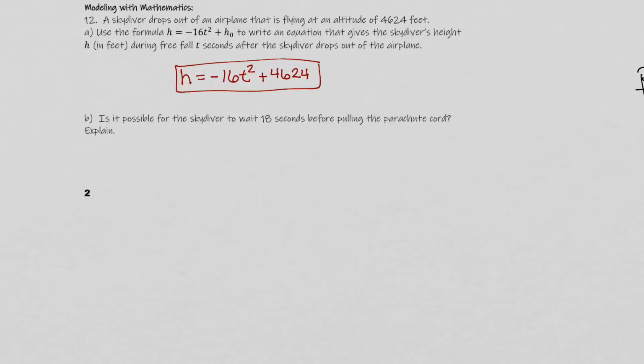Then it wants to know, is it possible for a skydiver to wait 18 seconds before pulling the parachute cord? So if we're in this airplane, I'm not even going to try to, well, maybe I'll try. I'm drawing an airplane. Woo. Okay, that's what that is. It's got another wing. It's got a tail. I don't know. Looks like a fish or a torpedo.